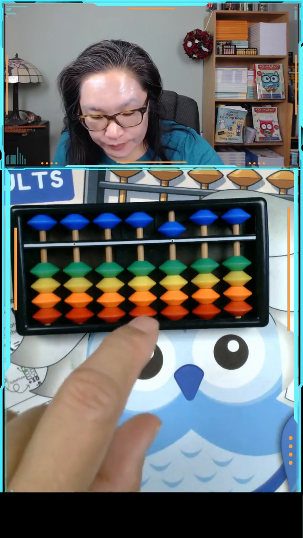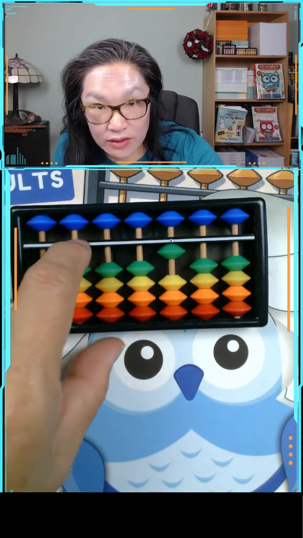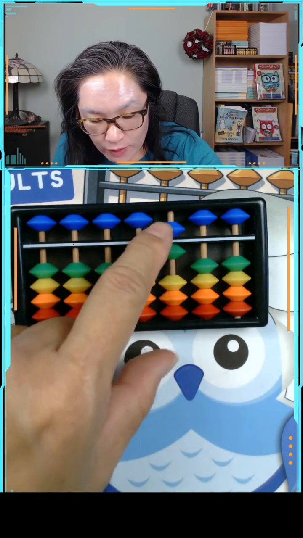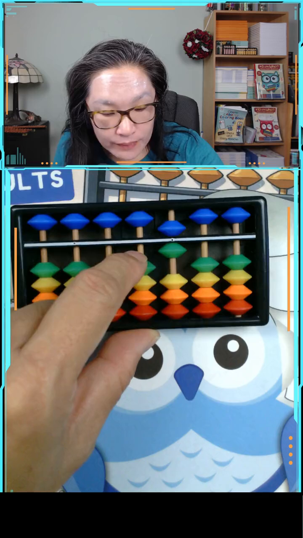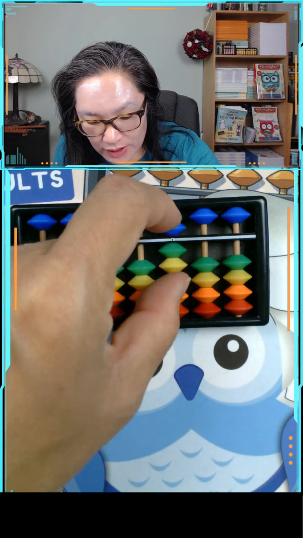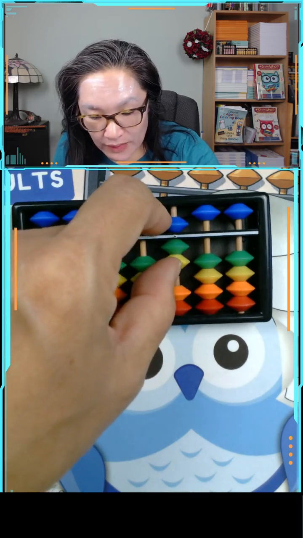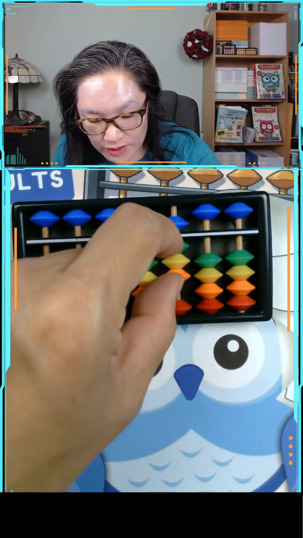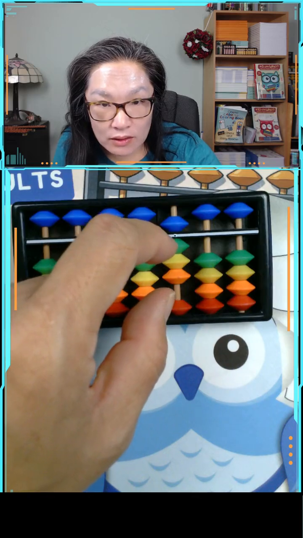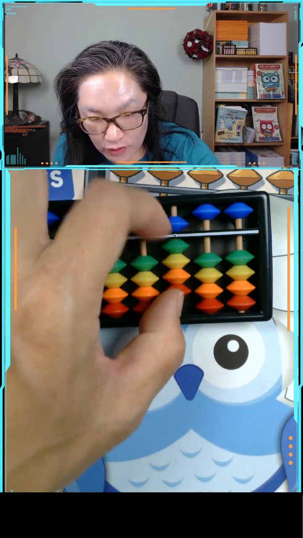So we have 5, and then we have 1. This is what 1 looks like. Anytime the beads are touching the horizontal bar, it is considered counted. So this is 1, 5, but together, this is 6. We have 7. How do we do that? 5 plus 2 is 7. And then we have 8. 8 is 5 plus 3. And then obviously, we do 9. 5 plus 4 is 9.